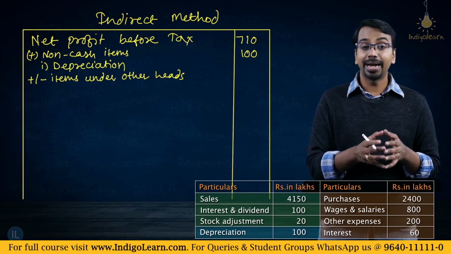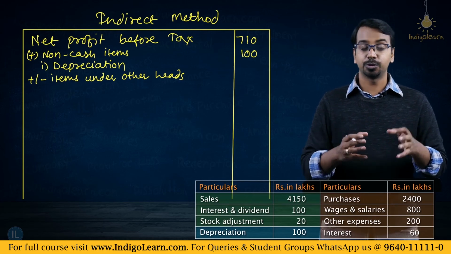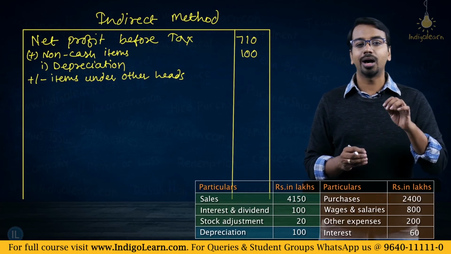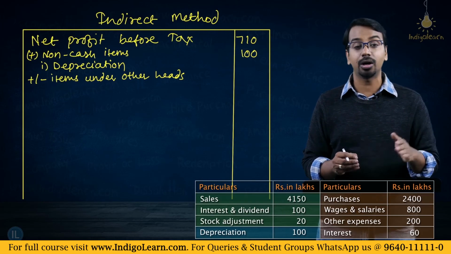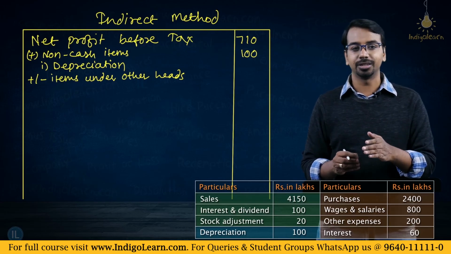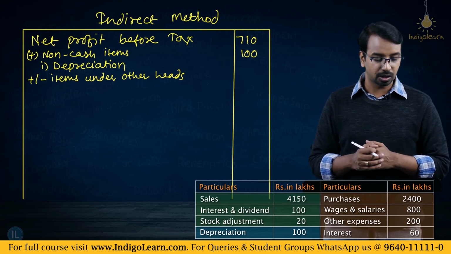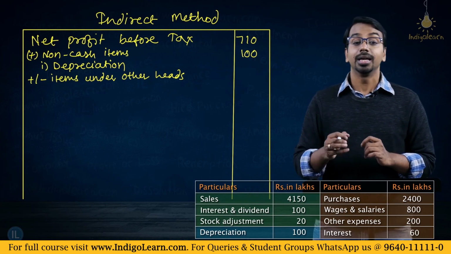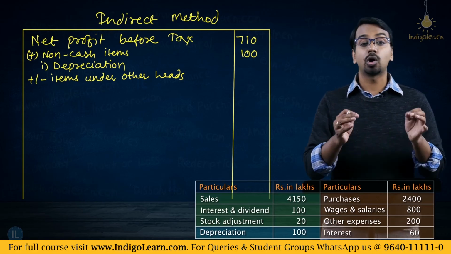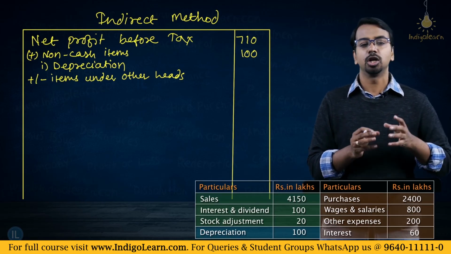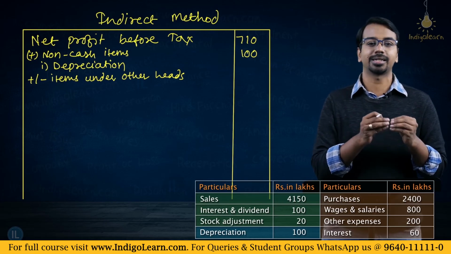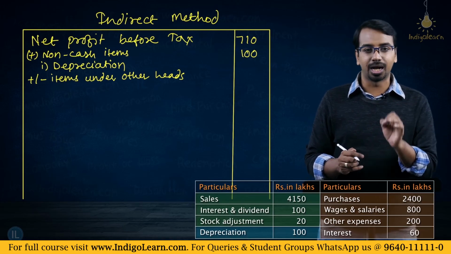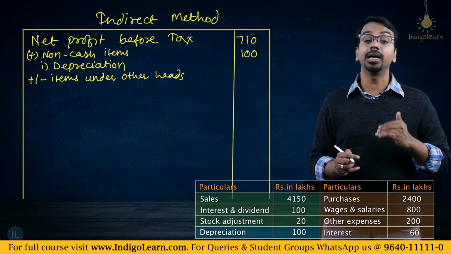Right? Now when we are adding or deducting items under other heads, which means those items which were included while computing the net profit but now are forming part of other heads, or will be classified under other activities. What are those items? If you look at the profit and loss account, on the income side you can see interest and dividend of 100. Now this interest and dividend of 100 is not relevant to operating activity. Whatever cash you would have received against this interest and dividend is a part of the investment activity. So the effect of this 100 should be excluded or reversed.